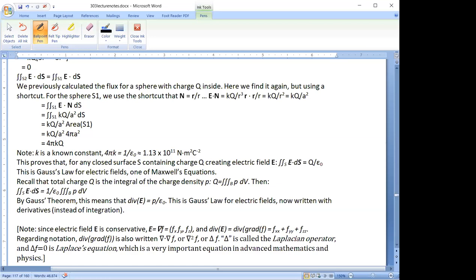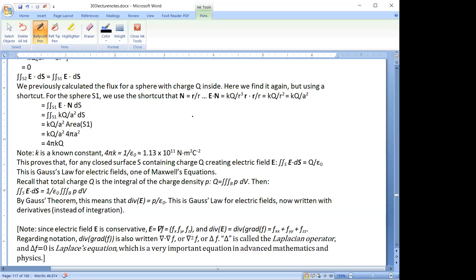This is often written as grad squared of f. And then another notation for that is we turn the grad upside down and it becomes a triangle. So triangle of f is another way to write down this expression. This triangle is called the Laplacian operator, and Laplacian of f equals 0 is called Laplace's equation. And this is a very, very important equation in advanced mathematics and physics. It comes up all the time.